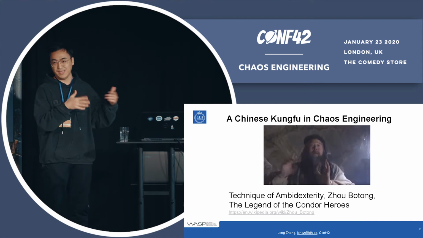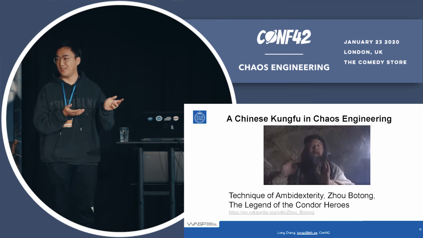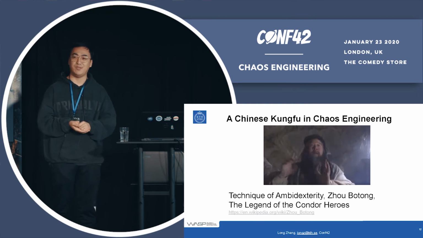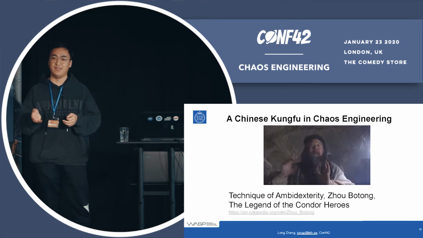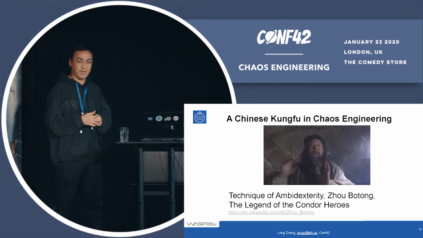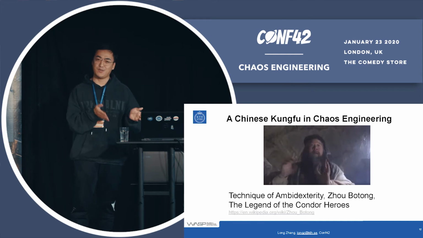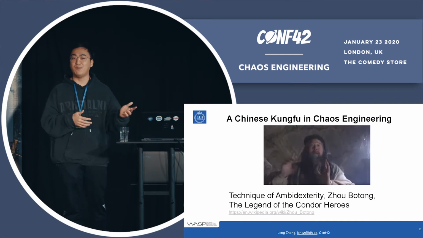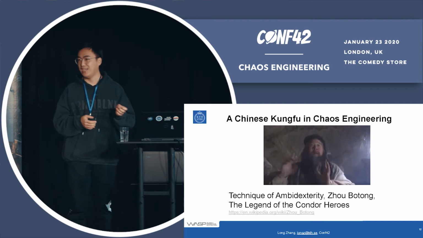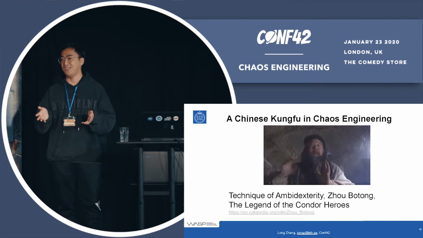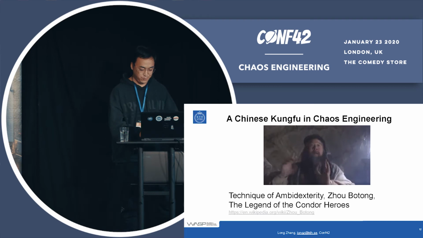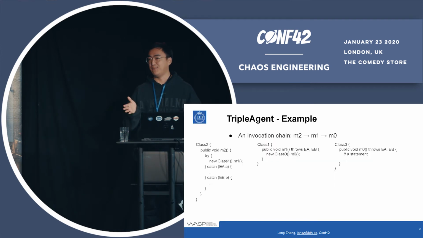And this inspires us. Okay, we could use chaos engineering to inject exceptions, to trigger your system and see the abnormal behavior. But we could also combine some self-healing techniques to evaluate how chaos engineering works, and with the help of chaos engineering, how your self-healing strategies work. So we combine these two technologies. And one of the basic things is monitoring. So that's why we call it TripleAgent: monitoring, chaos engineering, and self-healing.